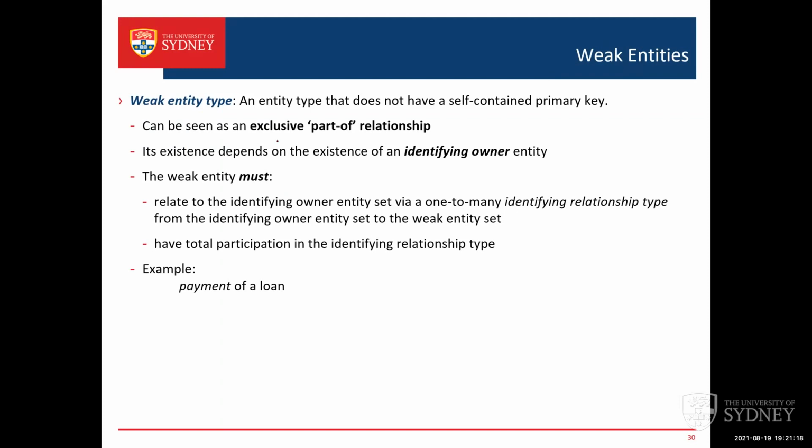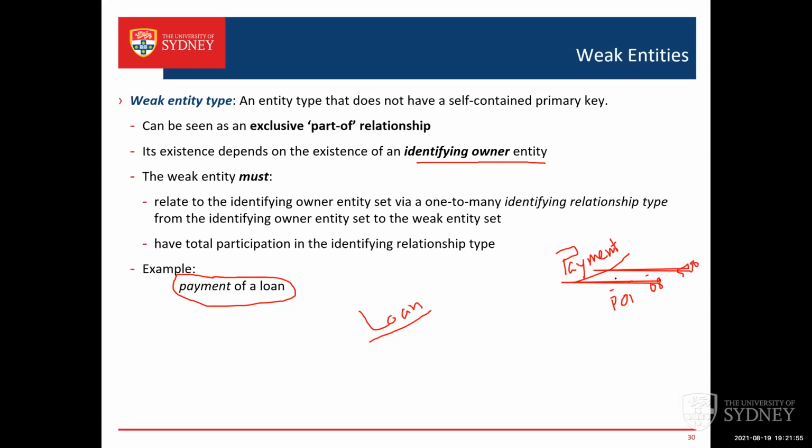So a weak table can simply be thought of as a part-of relationship, and it depends on an identifying table. Like payment of a loan. Let's say you have a table where you are storing payment and you have a loan table somewhere else. So these are two different tables. One is the loan table, another one is the payment table, right? So now you are making a payment. So payment number P01 on this date, August, and you paid $500, right? So definitely you need to know for which loan you made this payment.